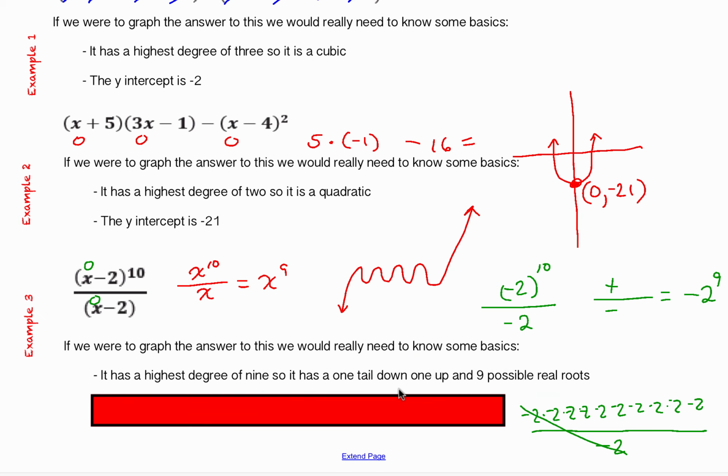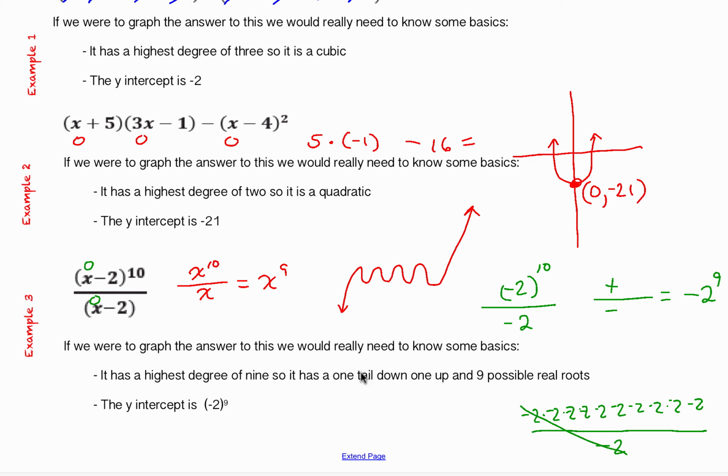So at highest degree of 9, so it's one tail up, one tail down, and 9 possible real roots. So that's what it's going to look like there. And here, the y-intercept is negative 2 to the 9th power, which is a really, really huge number.